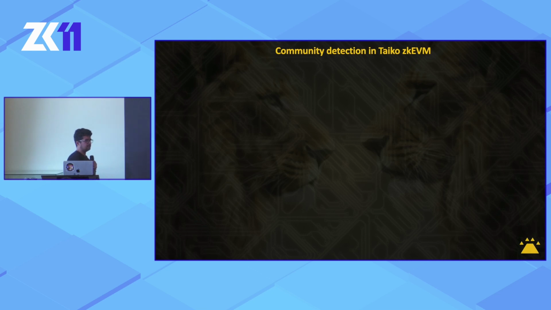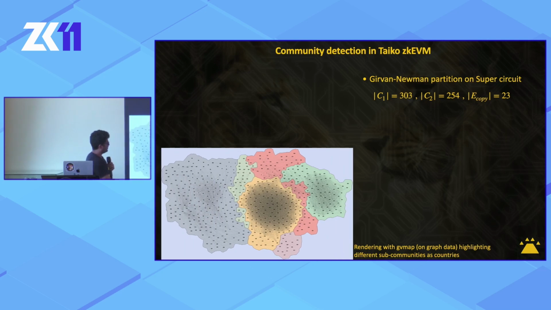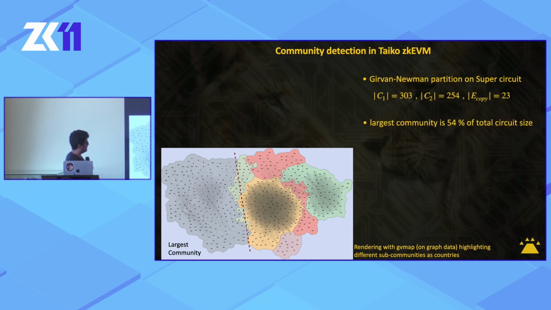We first applied it to Taiko ZKEVM because it's a sort of medium-sized in terms of ZKEVM standards. So you have given partition on this, and we got 2 connected components. You can see one of them has about 300 columns, another has about 250 columns, with an overlap of about 23. You can represent the graph in terms of blobs, and the black ones are the actual columns, and there are many, many edges. As you can see intuitively from the graph, you have some kind of rough partition that you can create. And the largest community is about 50% of the total community size, which is good.